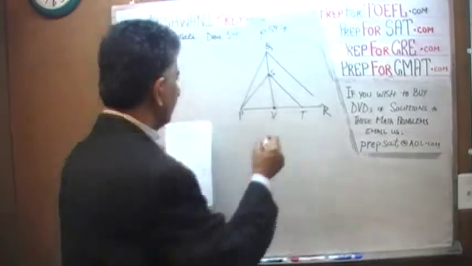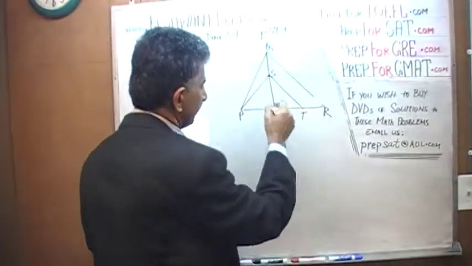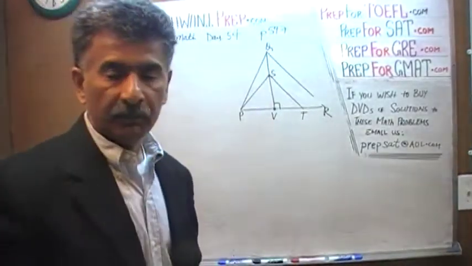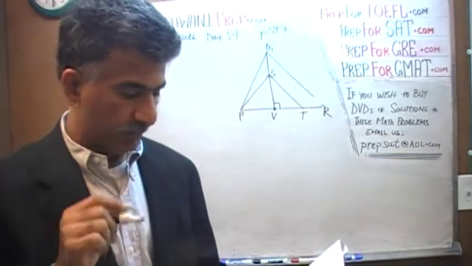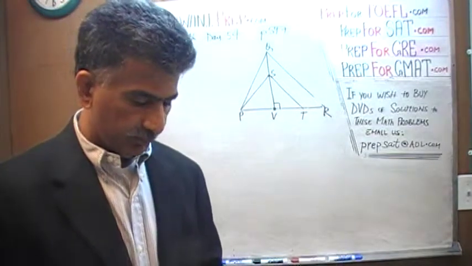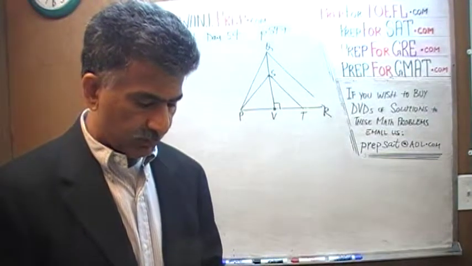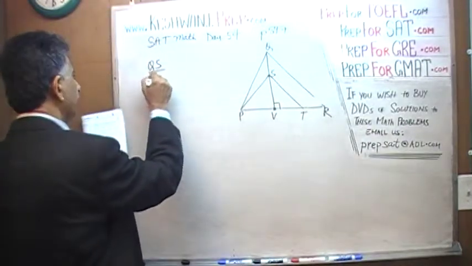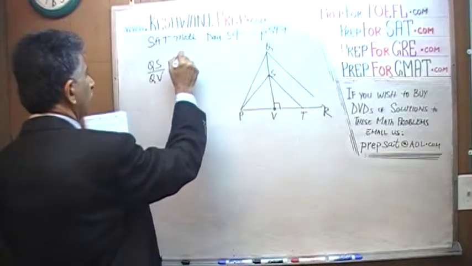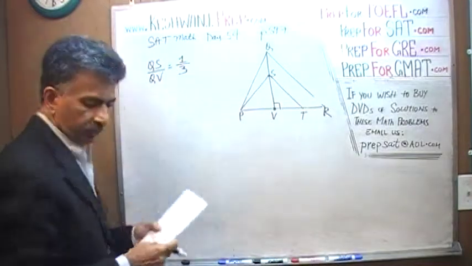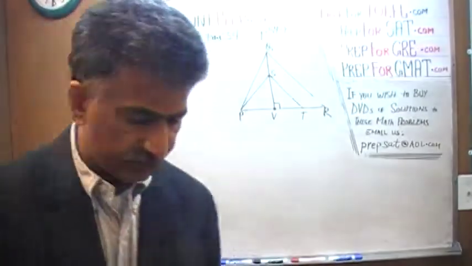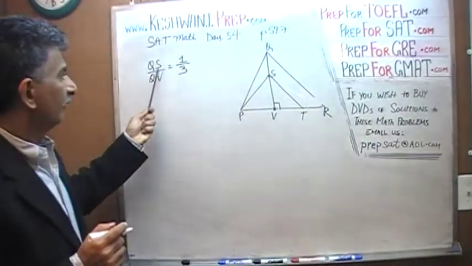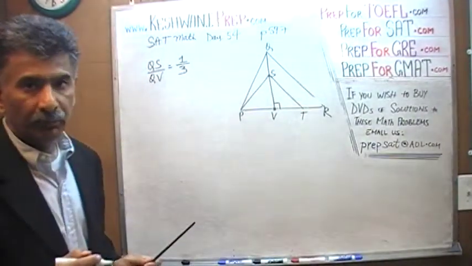Alright, so far so good, and we are told that this line Q to V, we are dropping a perpendicular, sitting at 90 degrees, which is very important here. Let's see what they tell us. In the triangle PQR above, QS over QV equals 1 over 3. In other words, what they just told us is that the ratio of QS to QV is 1 to 3.